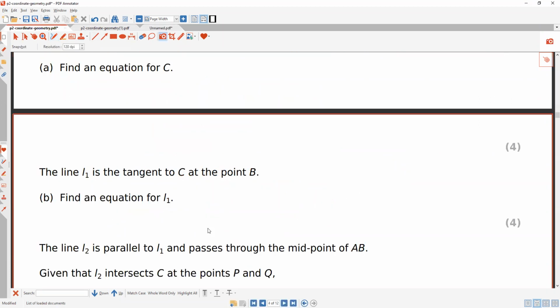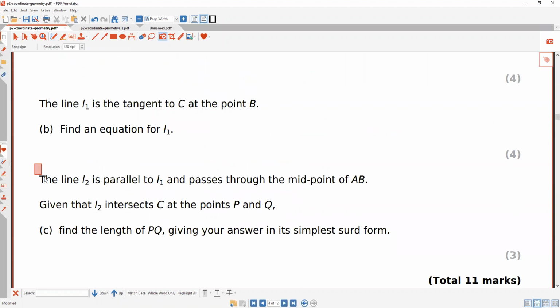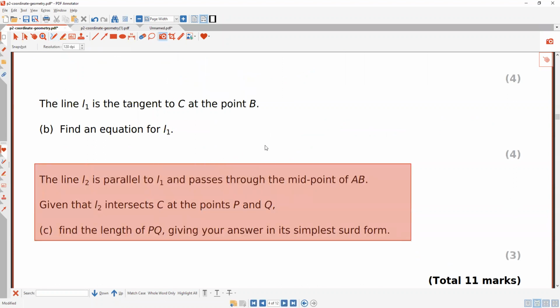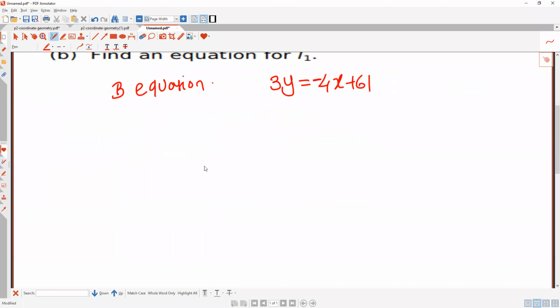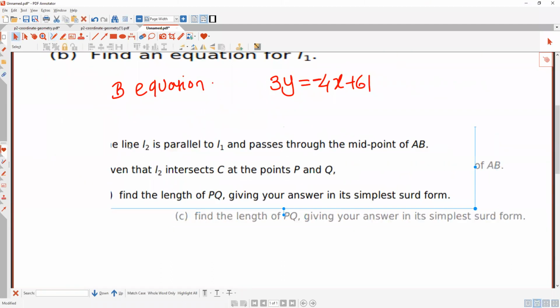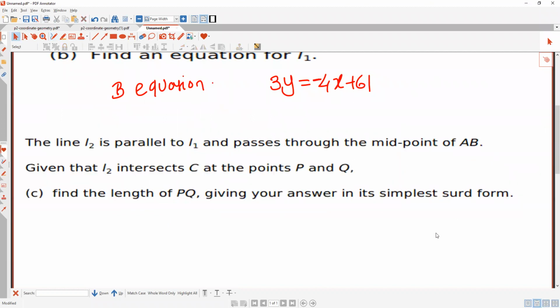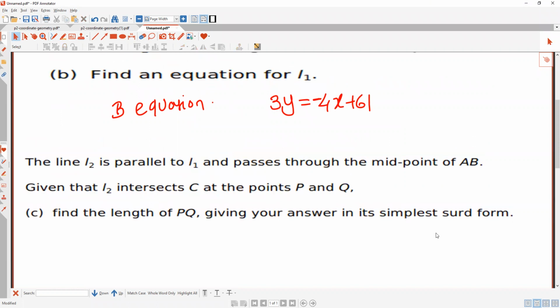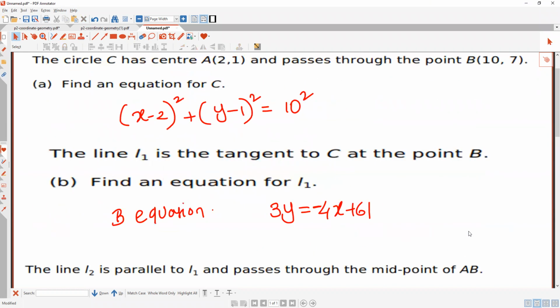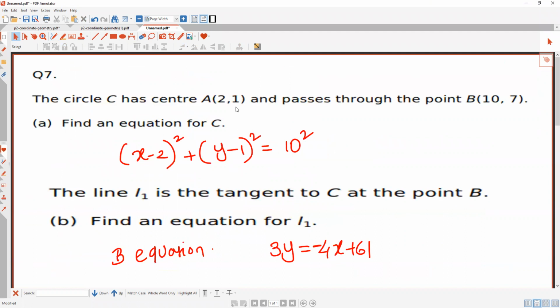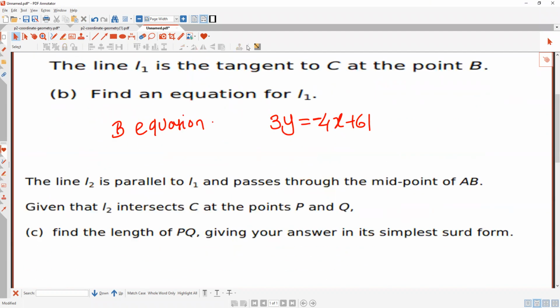Now the B part is done. Now let's go to the C part. Do you have doubts in the C part? Fine. Let's do this again. I'm saying you guys need to draw diagrams. Okay. So line L2 is parallel to L1 and passes through the midpoint of AB. Circle has center A and passes through B. Okay, fine. Let's draw a circle over here. Let's draw.